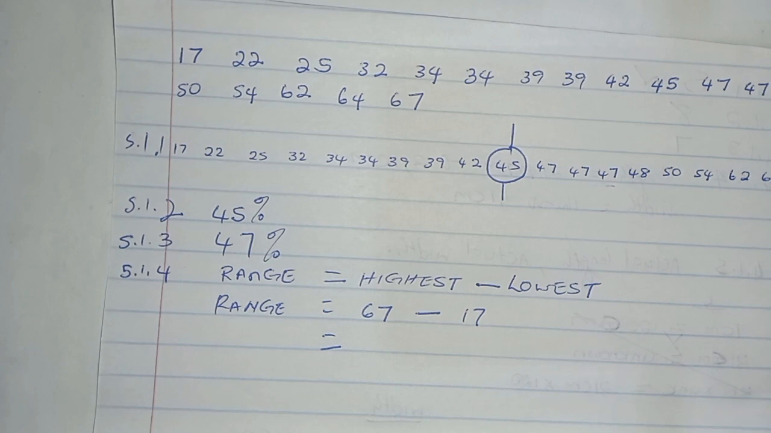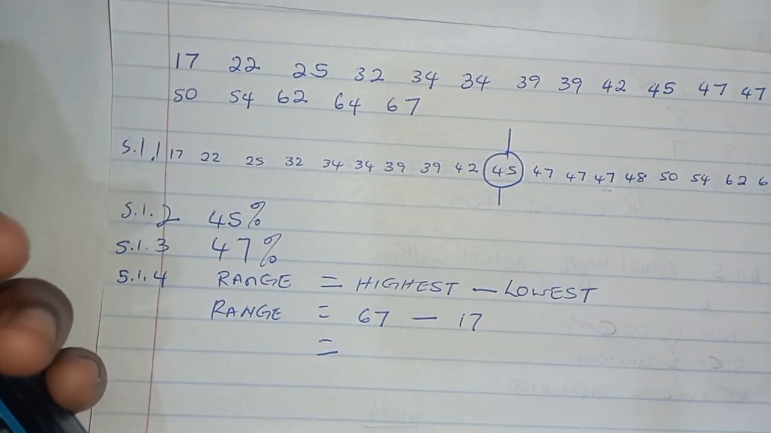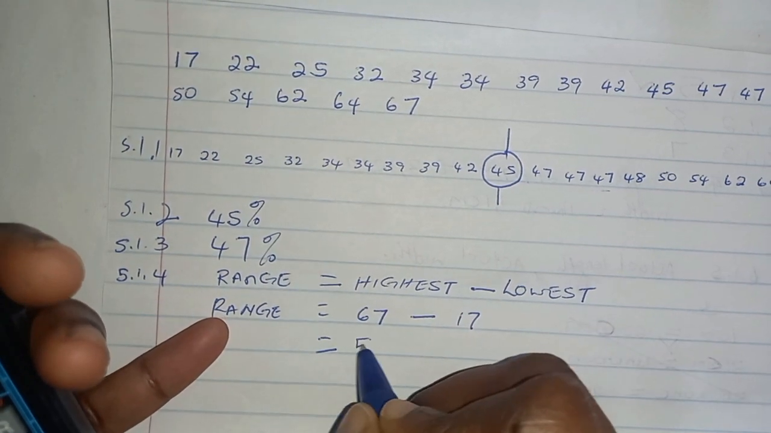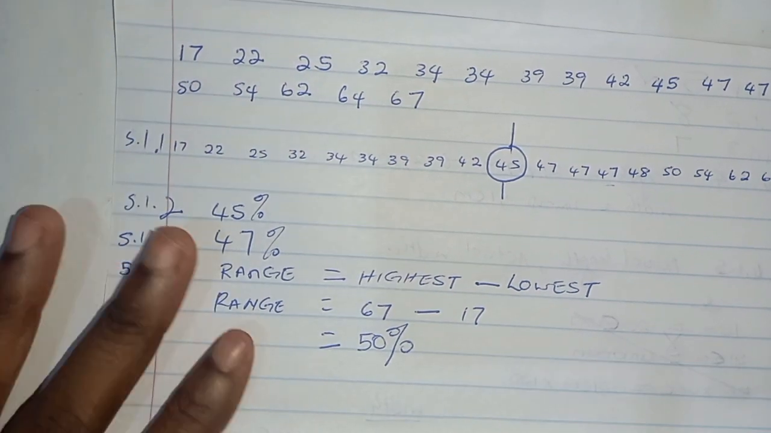And we are going to make sure by using a calculator that it's 67 minus 17. We want to be 100% sure. 50%. Yeah, we got it. Okay, let's move on.